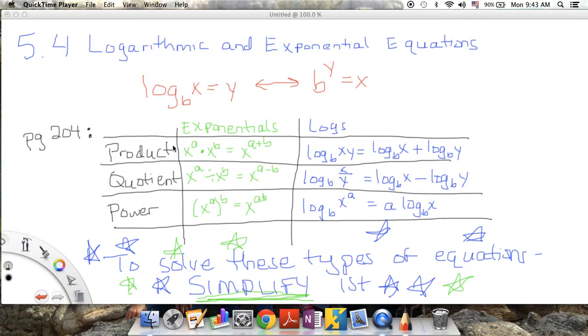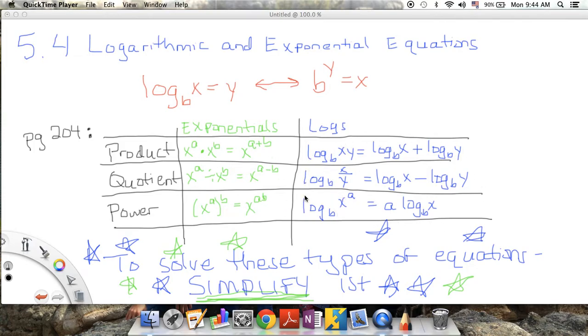We also looked at, on page 204 in your book, these rules. These exponential rules you learned in Algebra 1, where if you're multiplying two bases that have exponents, as long as it's the same base, then you can add the exponents. Or if you're dividing them, you can subtract. Or if you have an exponent raised to another exponent, you multiply those two. That should have been solidified a long time ago.